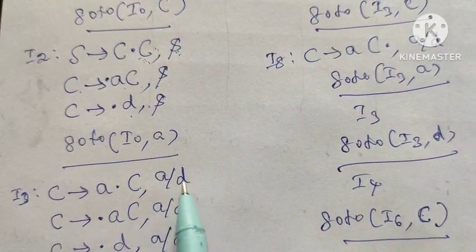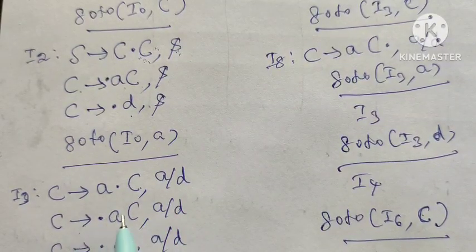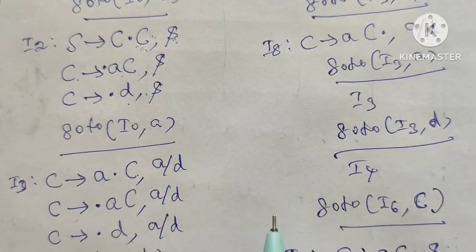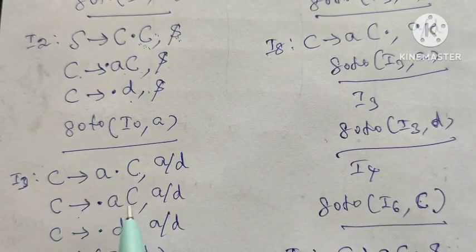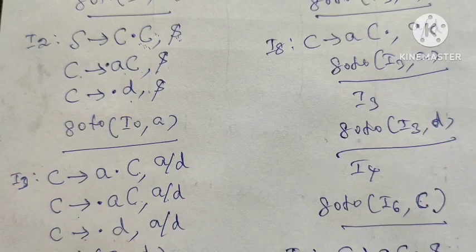Again you will get the same symbol called A bar D here. So introduce all this A bar D in the respective closure operation. So C tends to A dot AC, A bar D, C tends to dot D, A bar D. So now name this item set as item set 3.